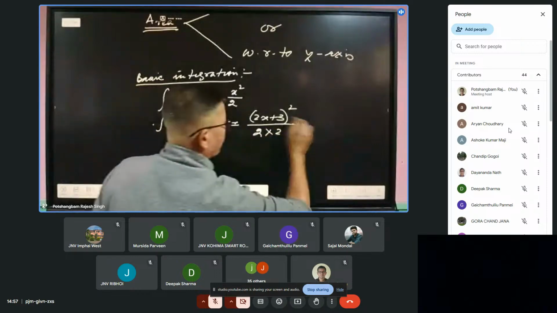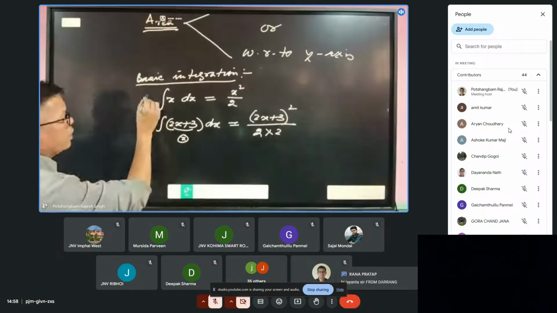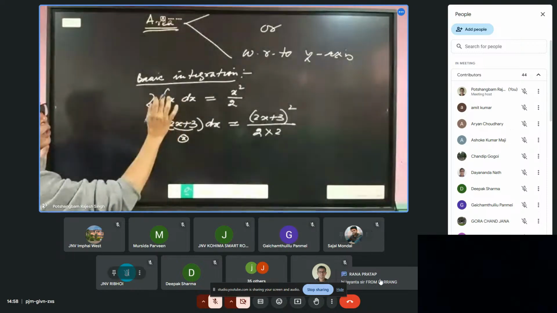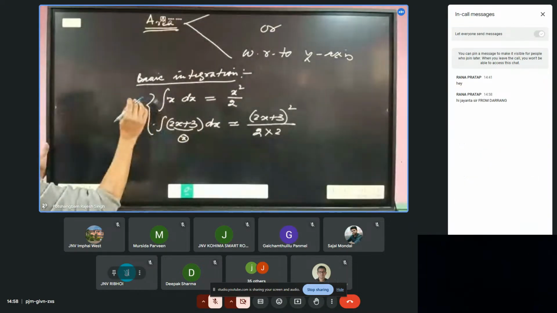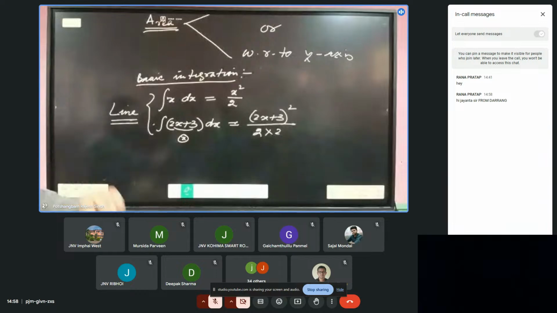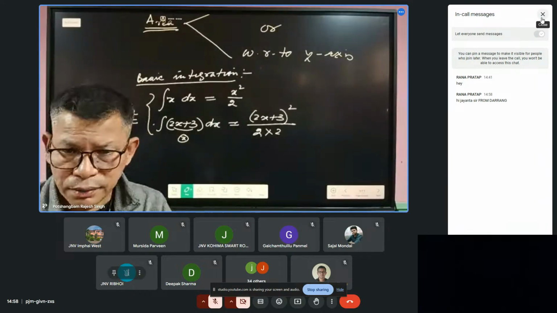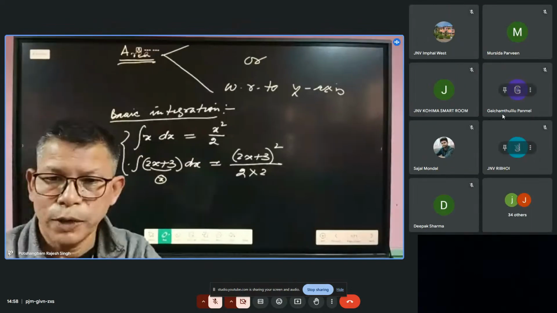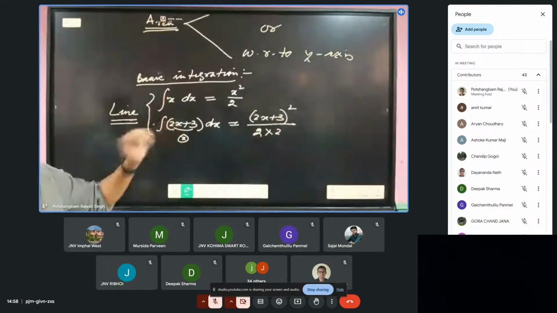So this is the way the integration can be done. And this integration of x will be required. I think the area of the region bounded by a line. This will be used whenever you need to find the area under a line. A line is given and if it is to find the area under that line, at that time this integration of x will be needed.